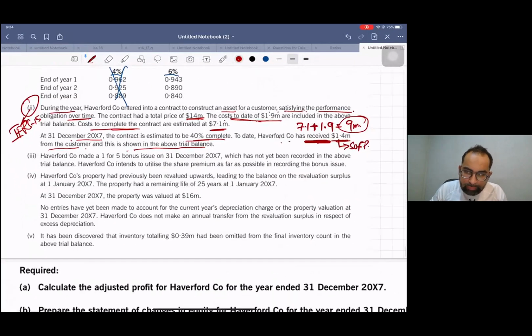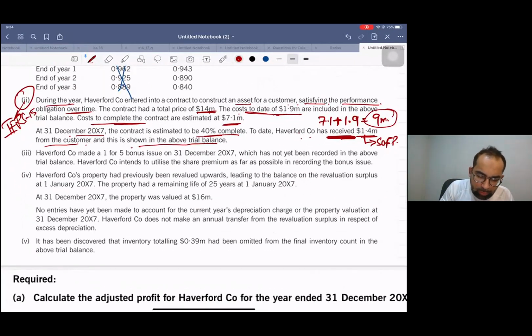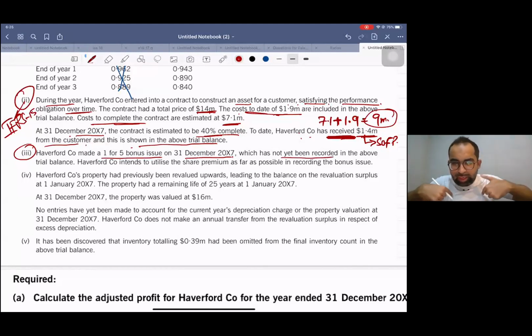Note number 3 is a routine bonus issue transaction like F3 level, foundation level. Listen, Havard company made a 1 for 5 bonus issue on 31st December X7. This is exactly F3. All teachers teach it, which has not yet been recorded. That means we are the ones who are going to record it.